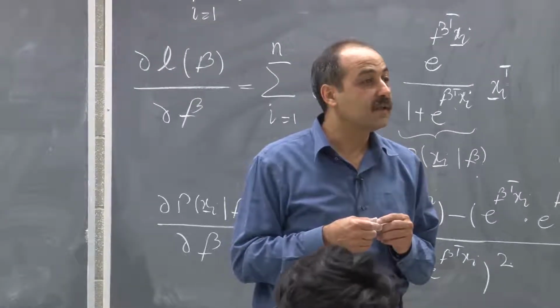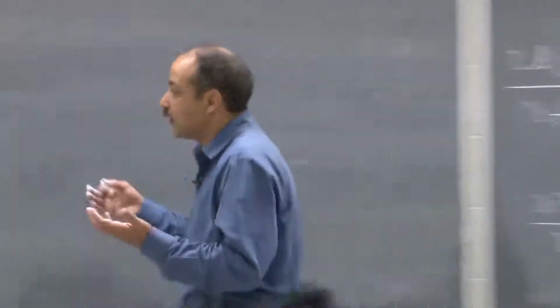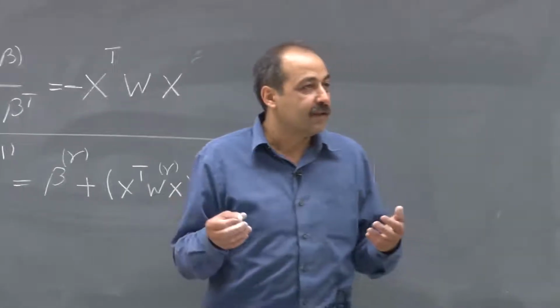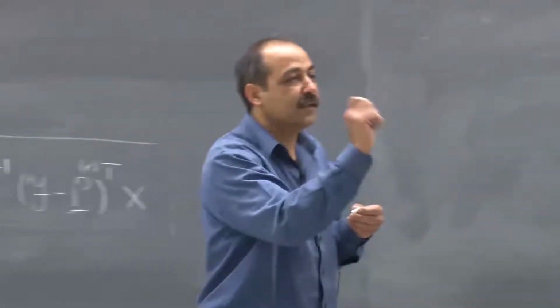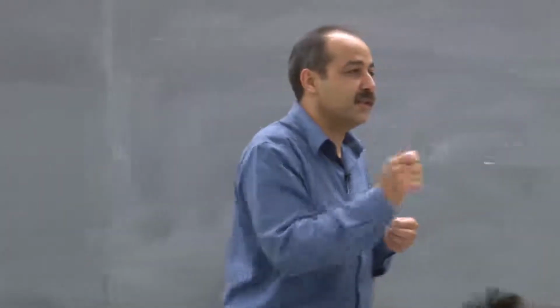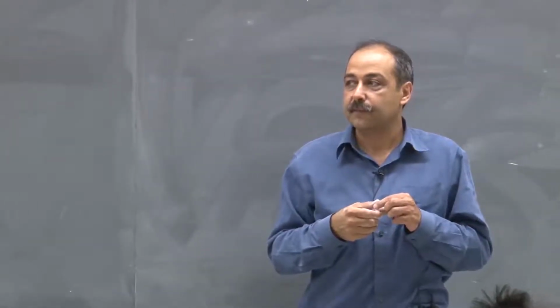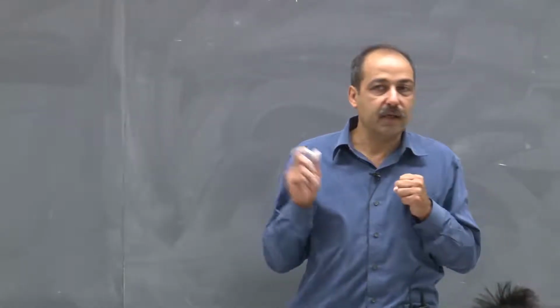Yes? Sorry? What is R? R is iterations. Let's call it T. Oh, okay. Whatever, it's just the index of the iteration: the first iteration, second iteration, third iteration, just an index. Number of iterations. Any question here?